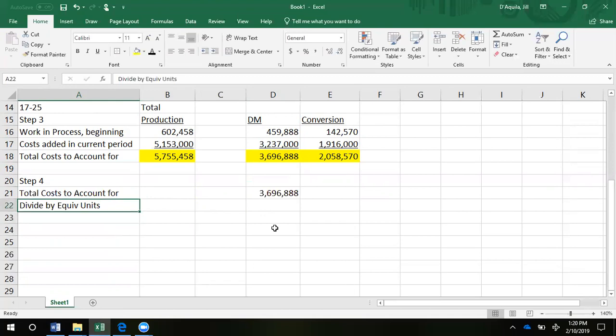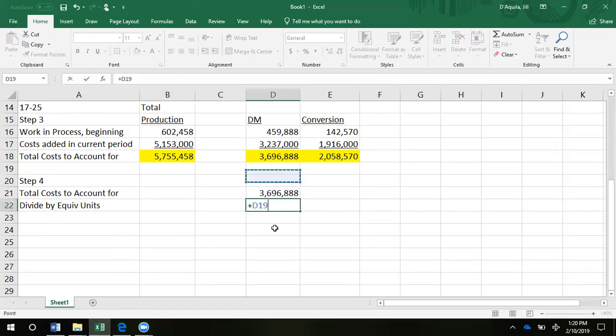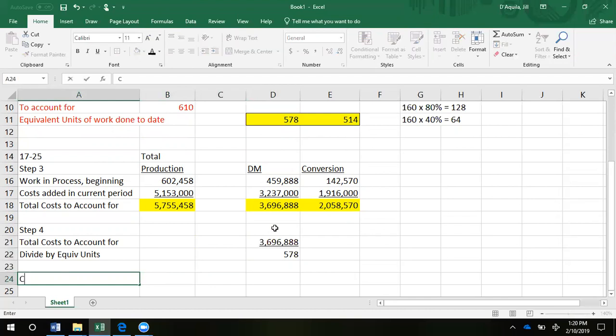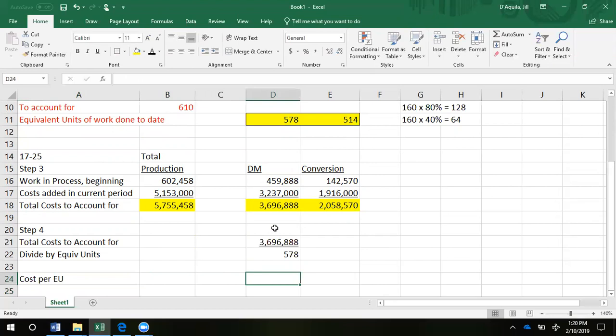And this is where we draw from the earlier problem. So 578 equivalent units, and I am dividing these two numbers. So cost per equivalent unit, and I'll just write EU for equivalent unit. If I take $3,696,888 and I divide by 578 units, I will get $6,396. I'll do the same thing for conversion costs.